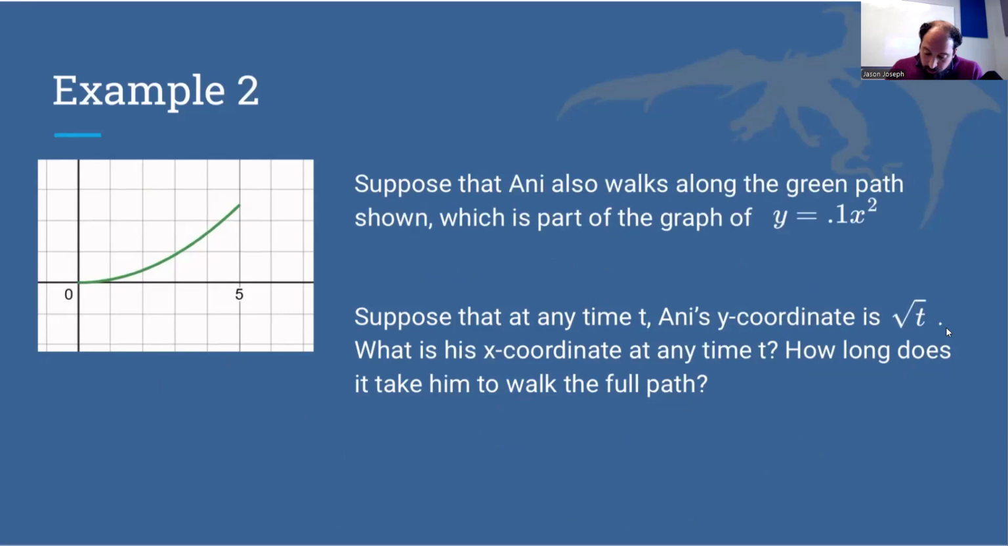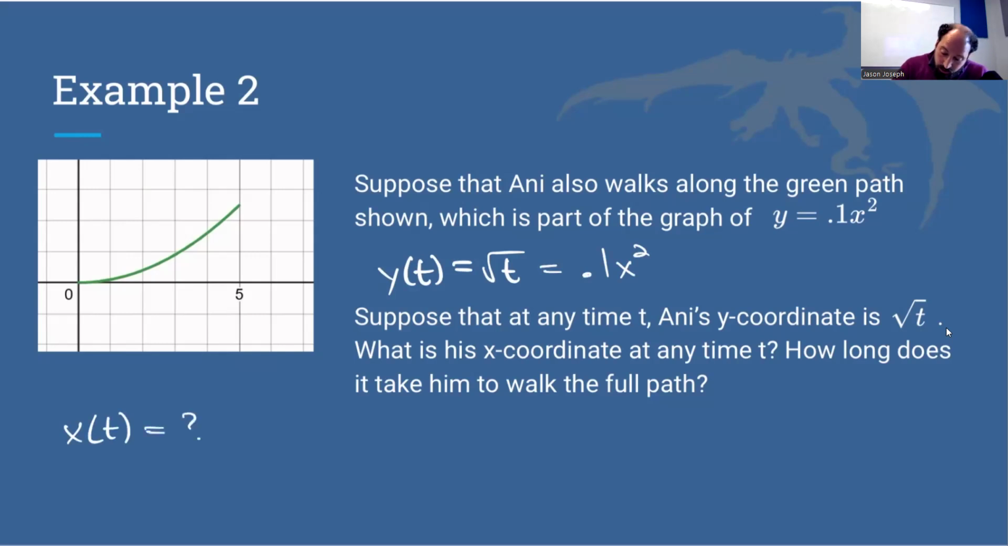Suppose that Ani also walks along the green path shown, which is part of the graph of y equals 0.1x squared. Same as before, but now at any time, Ani's y coordinate is square root of t. What is the x coordinate? If y of t is equal to square root of t, we also know y is 0.1x squared. Our goal right now is to solve for x as a function of t.